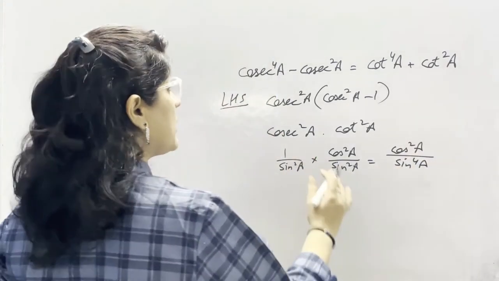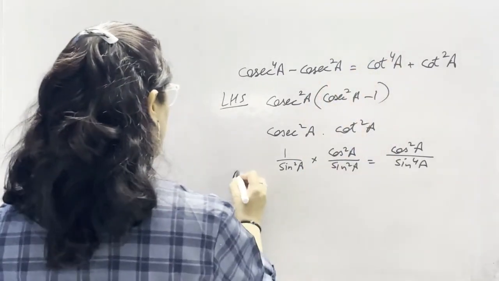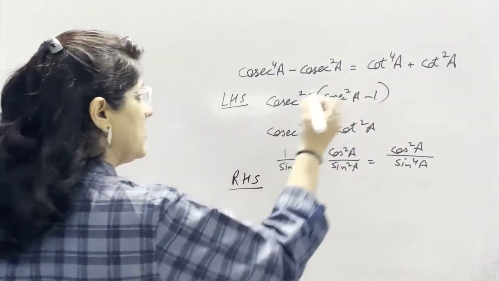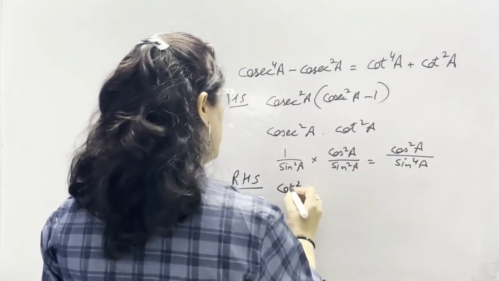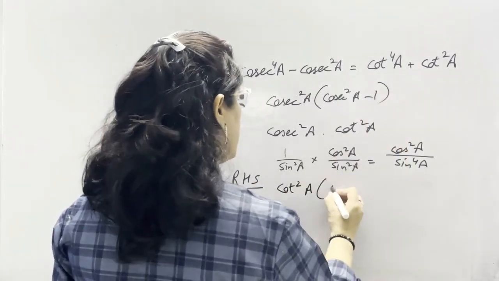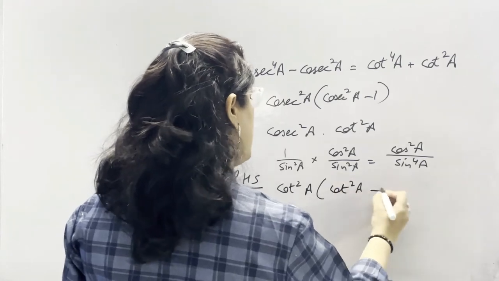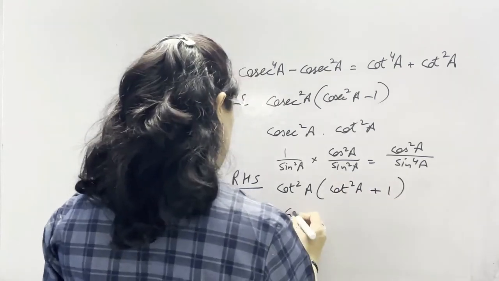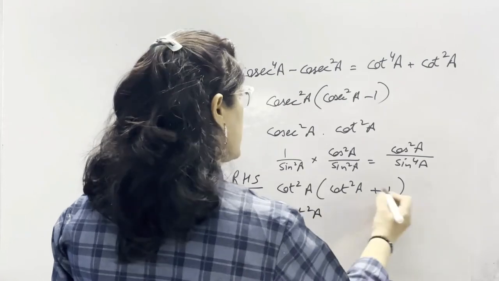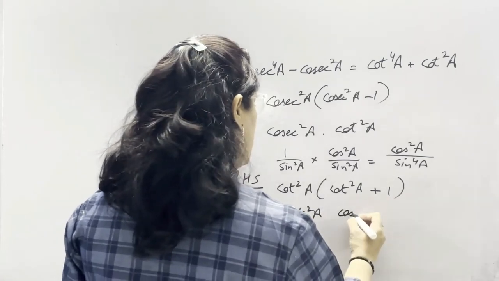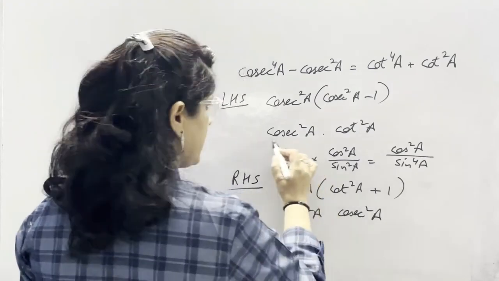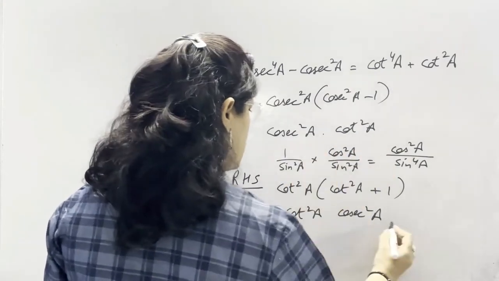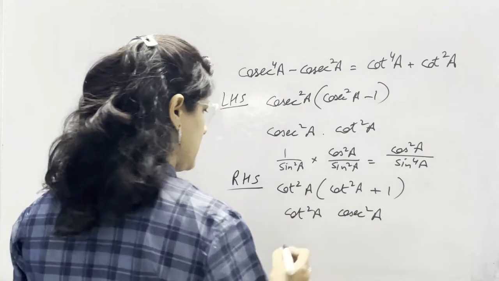In this case, we can solve the right hand side, also for the simplicity of the question. So taking right hand side, we can take cot square A common from both these terms, and then cot square A plus 1 inside the bracket. Then cot square A plus 1 again equals cosec square A. Now simplifying it, otherwise we can leave it at this step also. The step is the same, we can leave this question like this also.